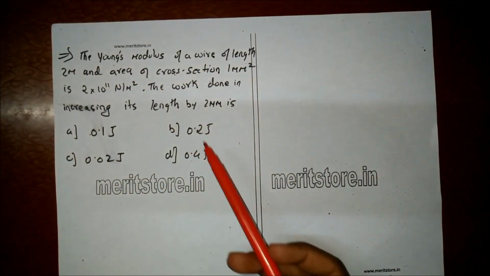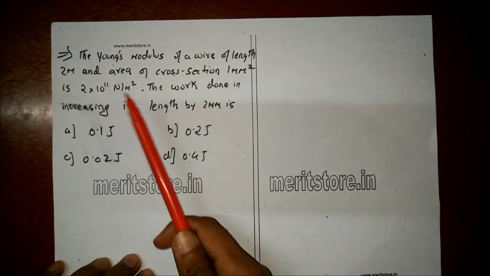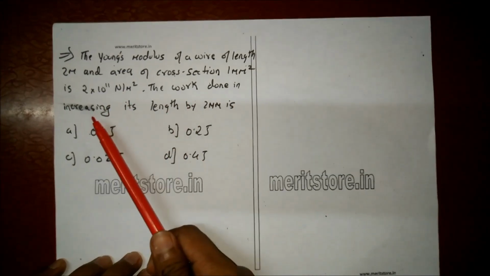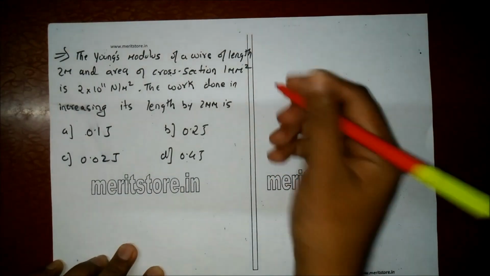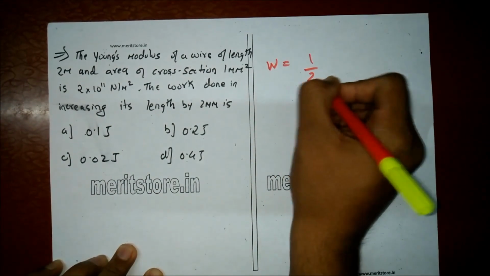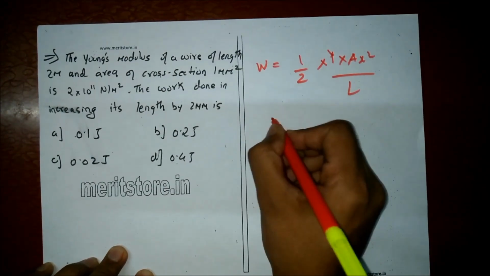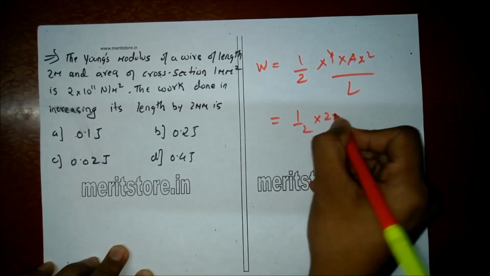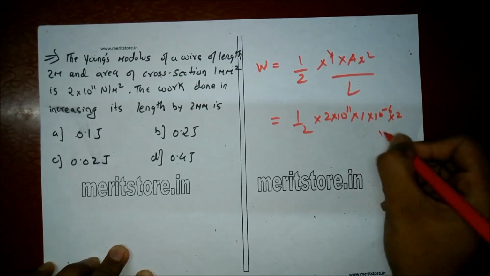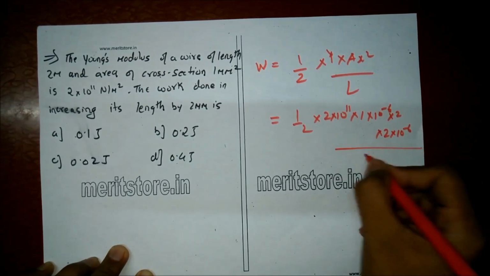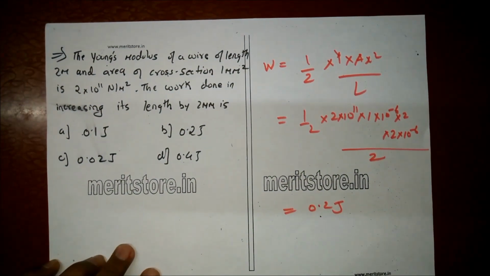The Young's modulus of a wire of length 2 meters and area of cross section 1 millimeter square is 2 into 10 raised to 11 Newton per meter square. The work done in increasing its length by 2 millimeter is, here are the options. Now the formula for work done W is equal to half into Y into A into x square upon L. Therefore, substituting the values, we get half into 2 into 10 raised to 11 into 1 into 10 raised to minus 6 into 2 into 2 into 10 raised to minus 6 upon 2. On calculation, we get the value as 0.2 joules. Therefore, the correct answer is option B.